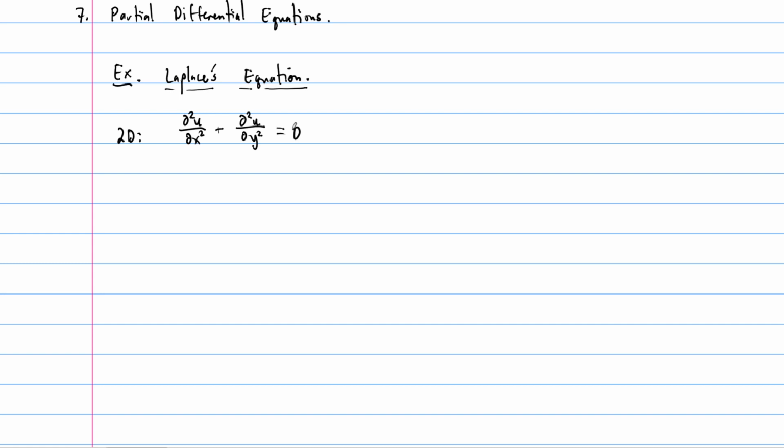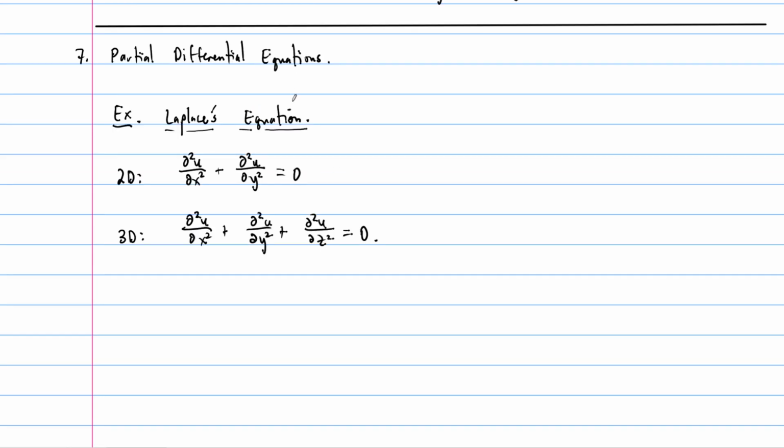All right? In 3 dimensions, you can probably guess what's going to happen. It's going to be the same: d squared u dx squared plus d squared u dy squared plus d squared u dz squared equals 0. All right? So these are called partial differential equations. These are Laplace's equation. Again, like I said, we'll talk about this later in the semester as well, but there's a symbol for this.